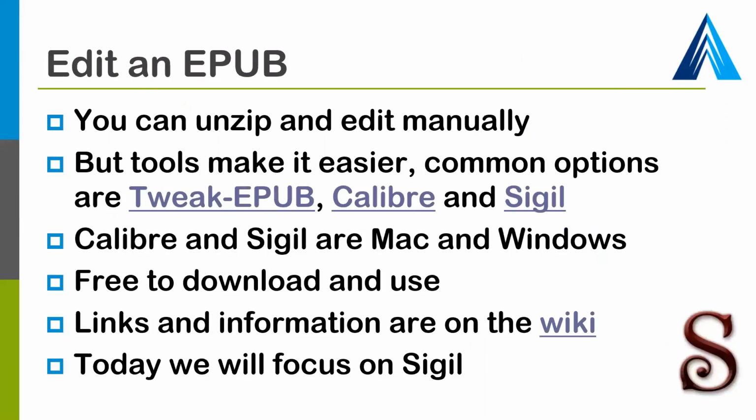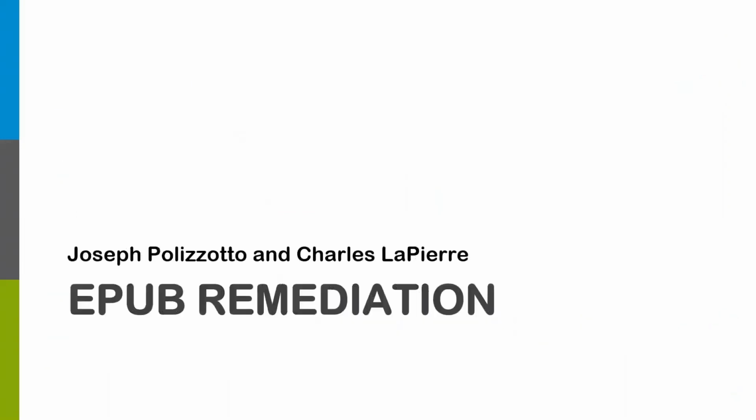The second tool we need to use will be to edit the EPUB contents. There are several options available to you, and we've chosen to use Sigil today. Like other options, it's free to download and use, and Charles will use it on the Mac, and Joseph will use it on Windows. So now, let's turn to Joseph and Charles to tell us about EPUB remediation.